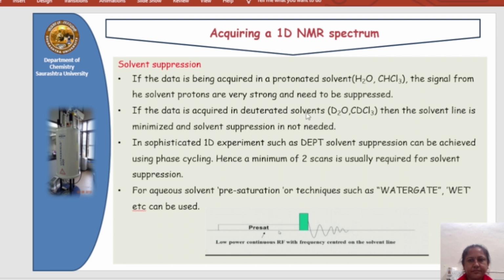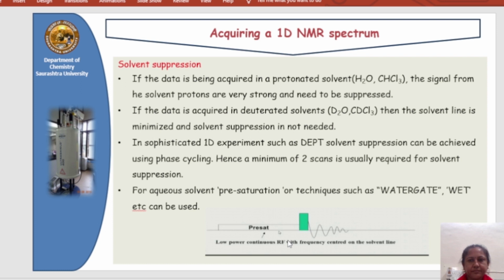If the data is acquired in a deuterated solvent, then the solvent line is minimal and solvent suppression is not needed. In sophisticated 1D experiments such as DEPT, to distinguish CH2, CH and CH3, when we apply the DEPT pulse program, solvent suppression can be achieved using phase cycling. That means we carry out phase correction or noise line correction. That is known as phase cycling, and a minimum of 2 scans is necessary for solvent suppression. For aqueous solvents, pre-saturation or techniques such as WATERGATE can be used for solvent suppression. So this is related to solvent suppression.